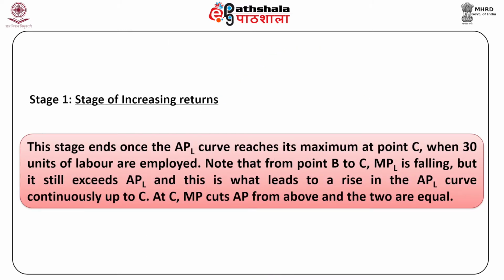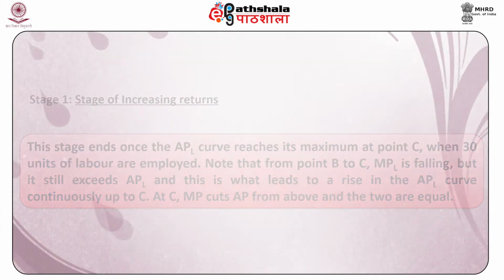This stage ends once the APL curve reaches its maximum at point C, when 30 units of labor are employed. Note that from point B to C, MPL is falling, but it still exceeds APL, and this is what leads to a rise in the APL curve continuously up to point C. At C, MP cuts AP from above and the two are equal.